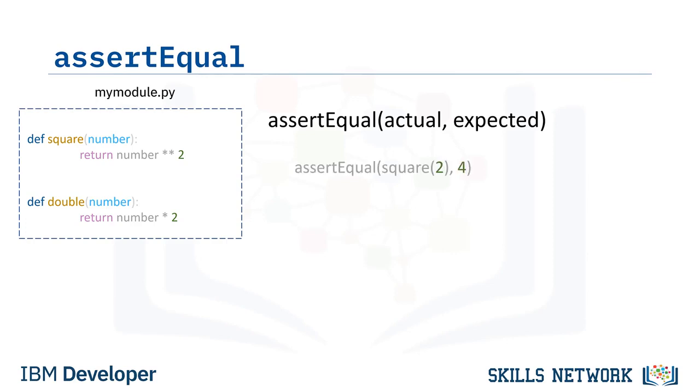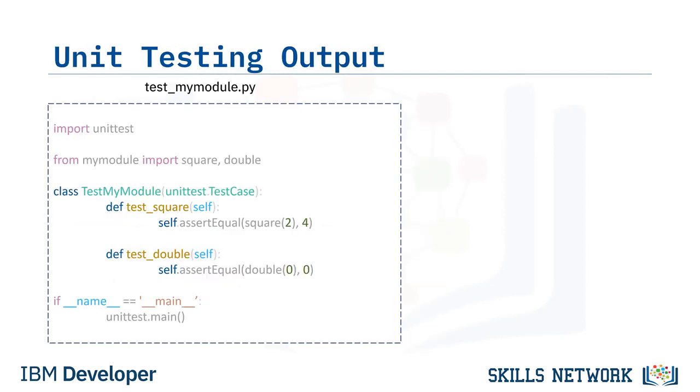In the first test, we are testing the square function using the number 2, which should return a 4 if the function operates correctly. First, the function is evaluated. Then the two values are compared to see if they are equal. After running our test file, we will get an output like this. The two functions were implemented correctly.